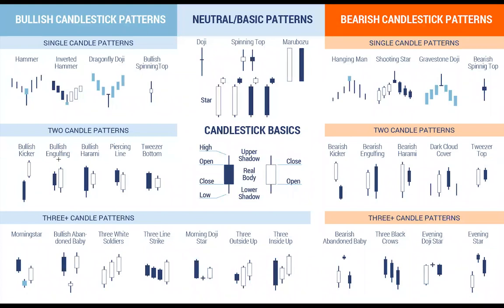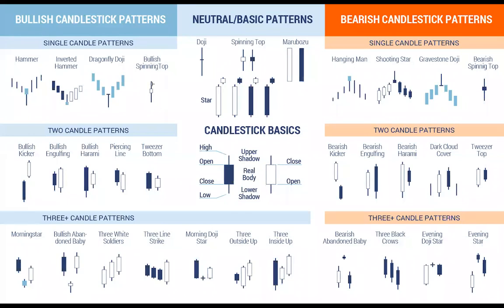Let's go over some bullish candlestick patterns to look out for. Some of the ones that I love to look out for are the ones on the top, the single candle patterns, right? So more like hammer, right? Which we just saw, that's kind of like a pin bar, correct? And then inverted hammer, right? You'll see those. You'll see some dragonfly dojis, right? Right over here. You'll also see some bullish spinning tops.